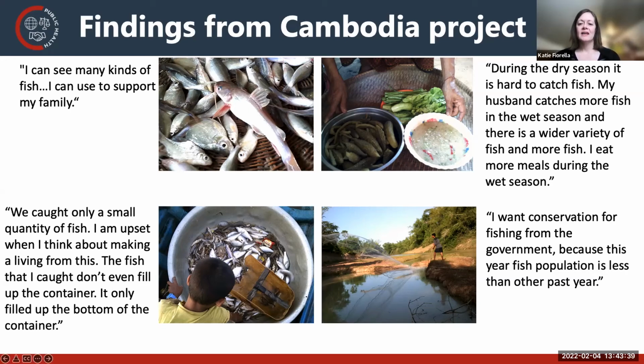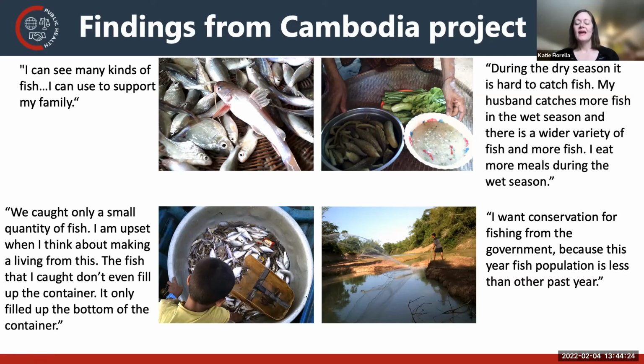And then in the bottom left, we also had a lot of photographs where people took the photograph and then talked about the challenges that they were facing as fishers. And so here, this photograph is really beautiful. This is the person's child sorting some of the fish. But what the participant said about it was that when I look at this photograph, we caught only a small quantity of fish. I'm upset when I think about making a living from this. The fish that I caught don't even fill up the container. It only filled up the bottom of the container. And so I think this is a neat example of the real disparity between what you might outwardly see in a photograph and what it really represents to the person who took it.